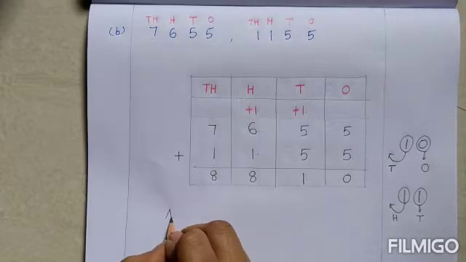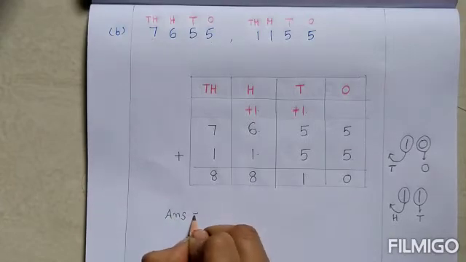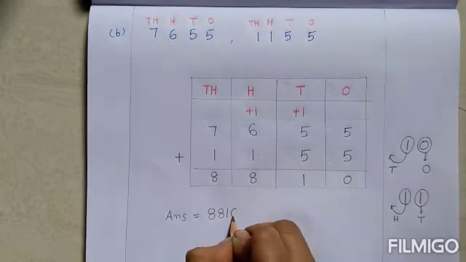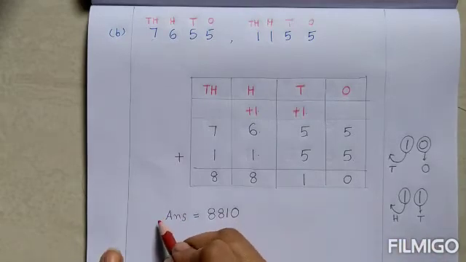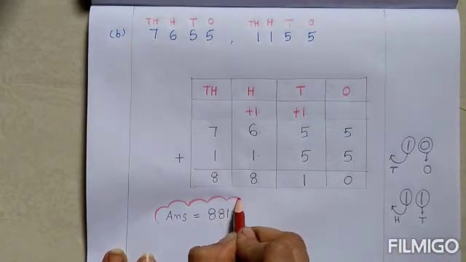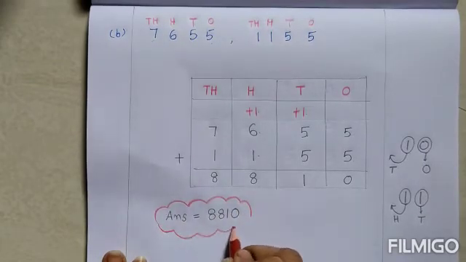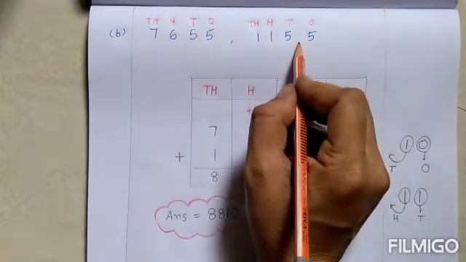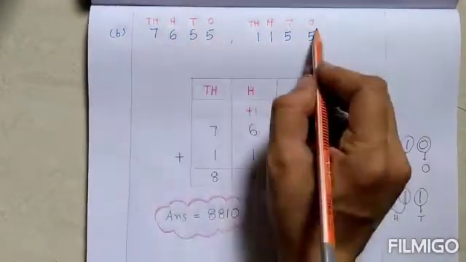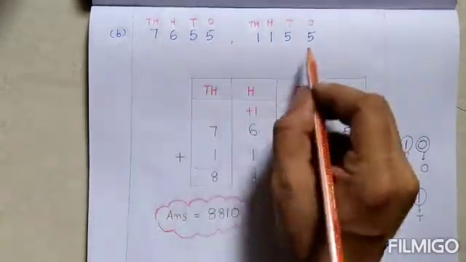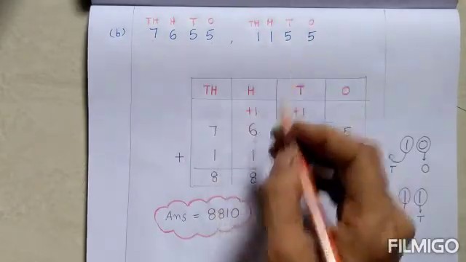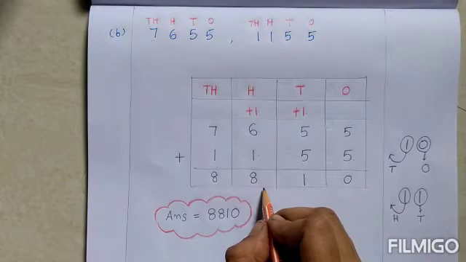Now answer is equal to 8810. You will make that a cloud with red pencil. Children, don't forget to make a cloud. Now let's just revise what we did here. Here we have 2 numbers. First we write the place values for those numbers. Then we place the numbers according to the place values. And after adding these 2 numbers, what is your sum? 8810.